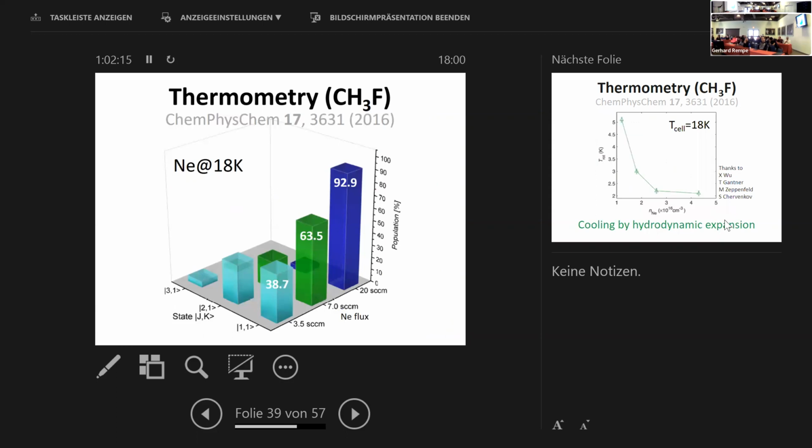So this is with neon as a buffer gas at 18 Kelvin. These are the states K equals 1-1, 2-1, 3-1, as a function of the density of the neon buffer gas. For small densities, we have a distribution over different states. For higher densities, we have 92 or 93% of all the molecules in the 1,1 state.